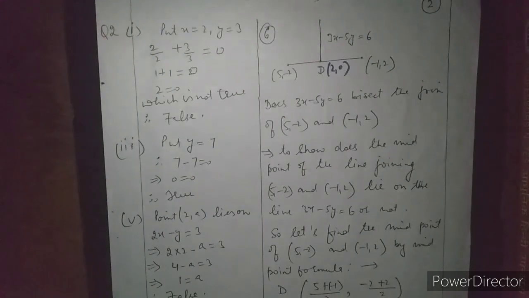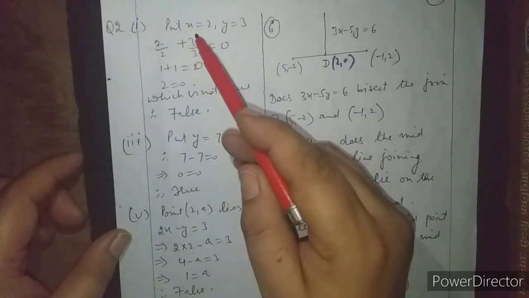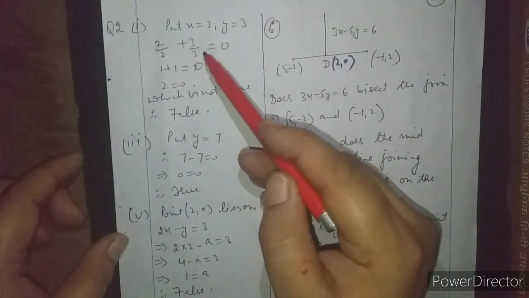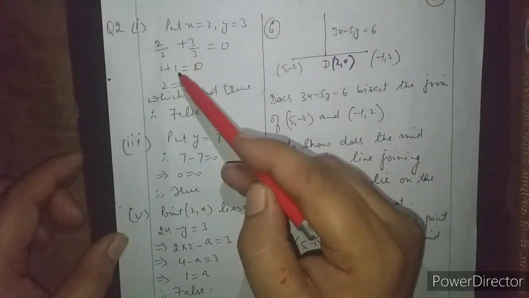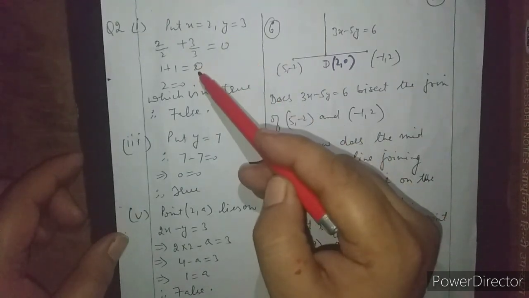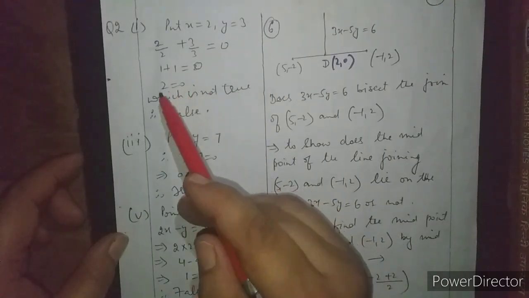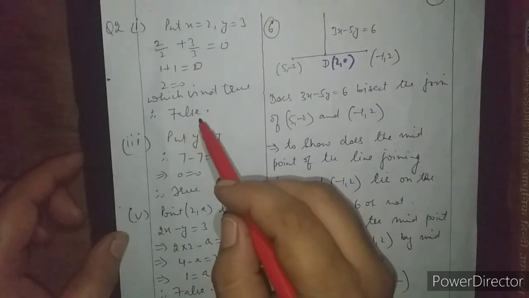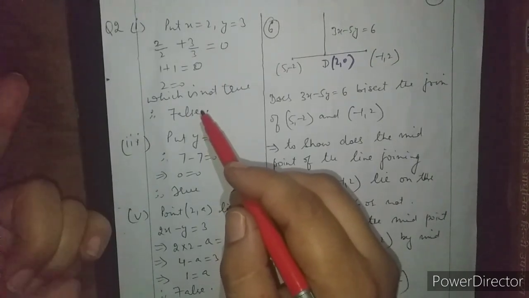Question number 2, part 1. Now again what we are going to do, put x equal to 2 and y equal to 3. At the time of putting, we will get 2 by 2 plus 3 by 3 equal to 0. So at the time of cancellation, 2 by 2 will be 1 and 3 by 3 will be 1, so 1 plus 1 is equal to 0. So finally we get 2 equal to 0, which is not true again, means the condition is not satisfied. So it means that the statement is false, right? The statement is false here because the question was whether the line passes through this point or not, and that point is not satisfying the equation of the line.